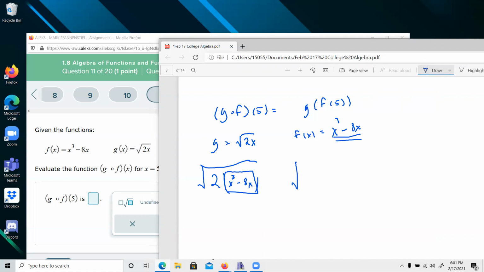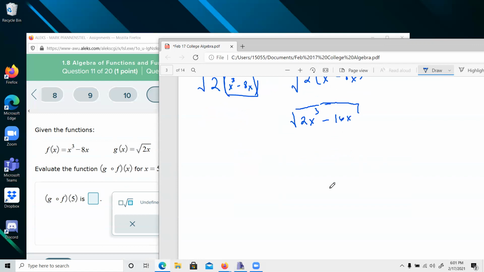Okay, so this is going to be 2 times x cubed minus 8x, which is going to be 2x cubed minus 16x. I'm not sure exactly how the book is going to want it, but I would not want to do anything more than this. Oh, they wanted a 5. Okay, so we're going to plug in. We're going to say what happens when x equals 5. So we have 2 times 5 cubed minus 16 times 5.